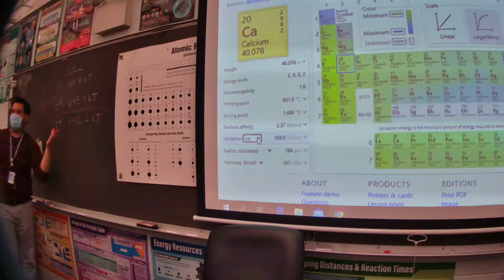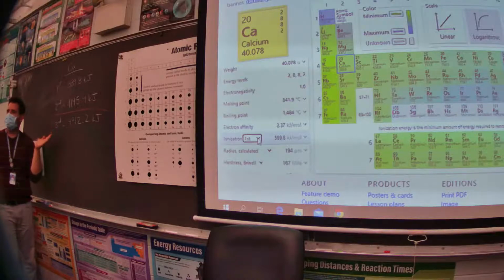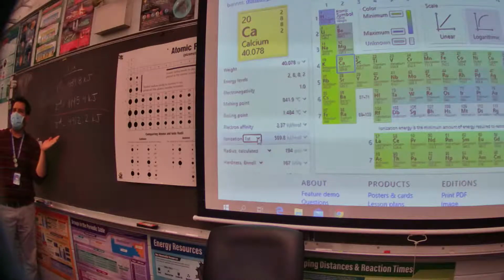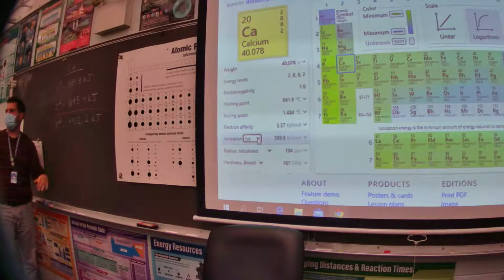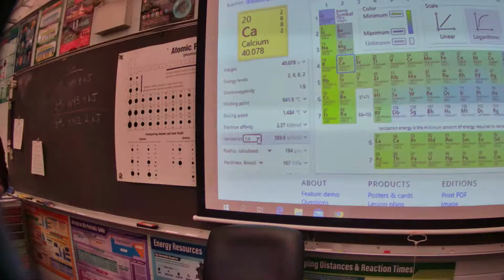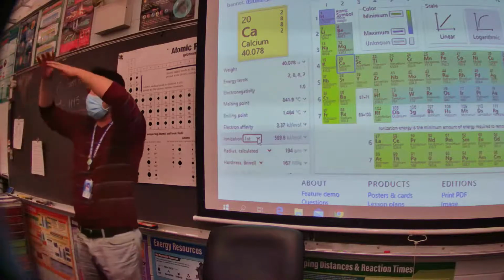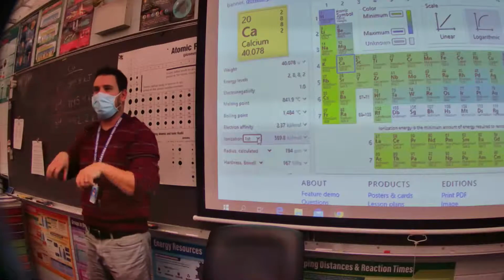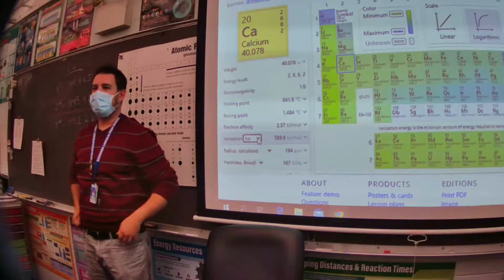The point I'm trying to make is you need to be able to explain why there is such a massive jump in energy between this and this, or that and that. It's because you're plucking off a core electron. So anytime you see this massive or big jump in energy, you're plucking off a core electron. So you have your outermost valence electrons. Core electrons are all the ones in between. Okay? I just want you to know that.